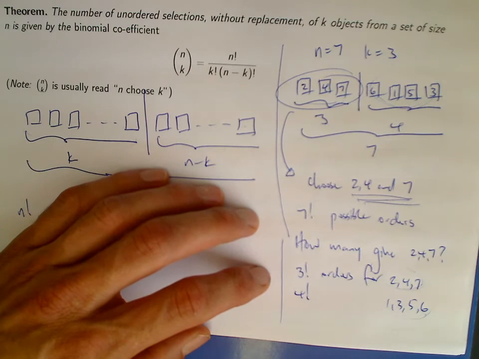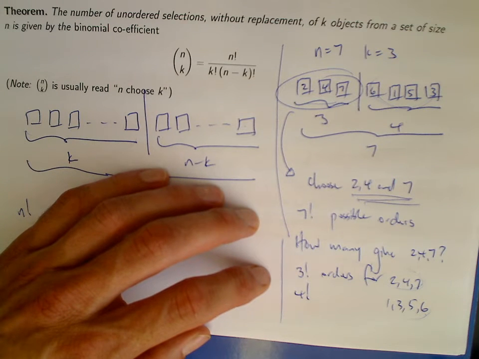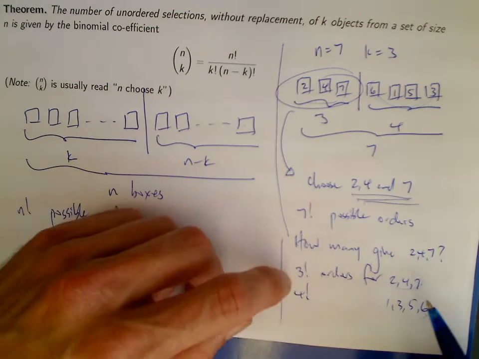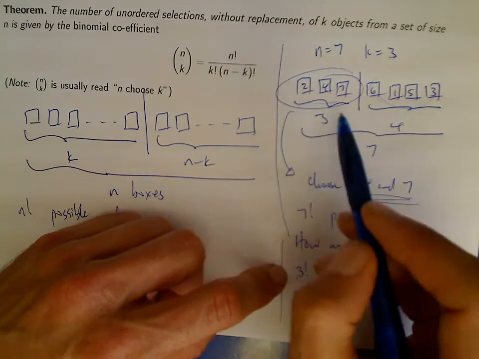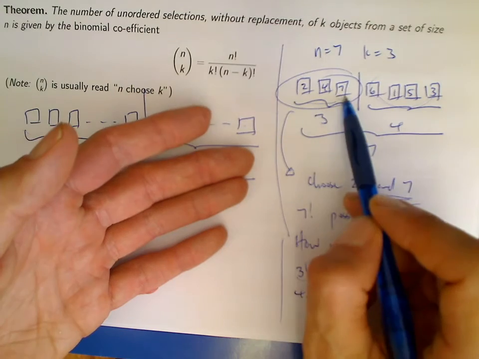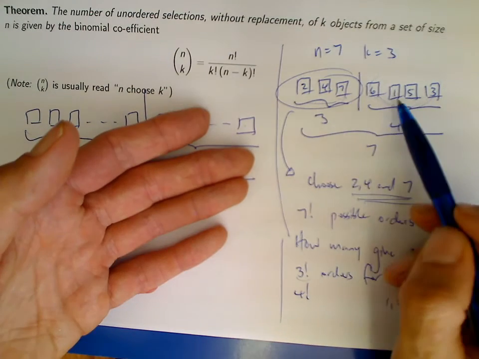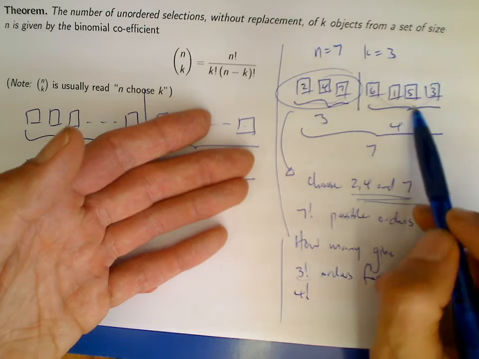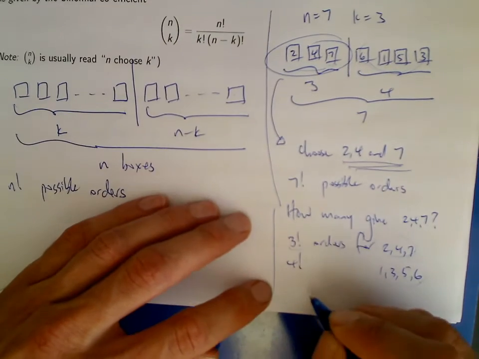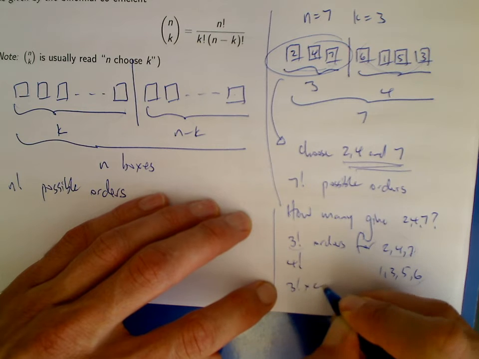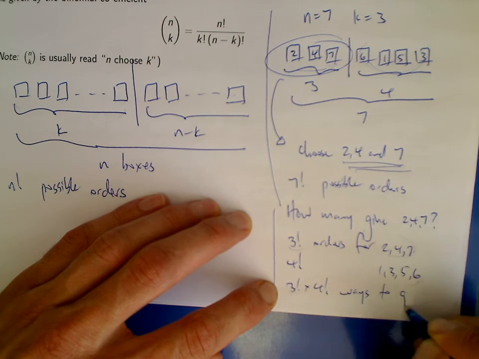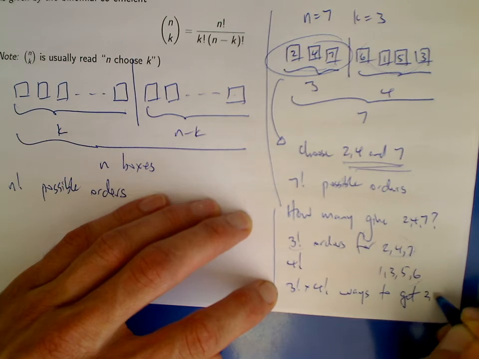Our multiplication principle tells us that if I'm going to choose 2, 4, and 7, I had 3 factorial ways to fill in this first part. So at my first step, I've got 3 factorial options for how to do it. And then at my second step of filling in here, I've got 4 factorial ways in which to do that. So what we get is that there's 3 factorial times 4 factorial ways to get 2, 4, and 7.